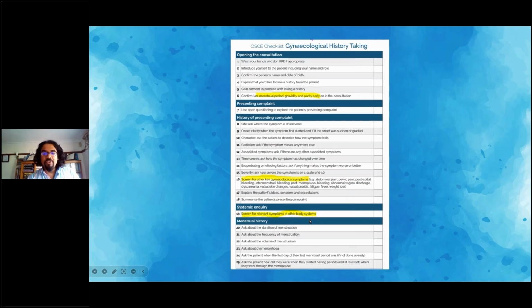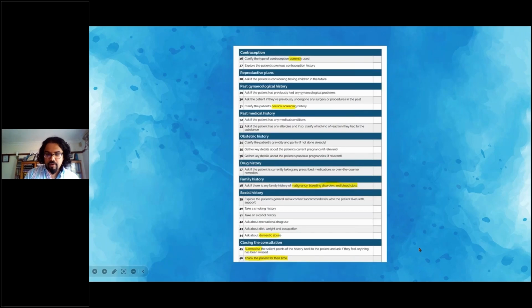Next, screening for relevant symptoms and other body symptoms. That's quite important as well. Here's a menstrual history, of course, for you to take. And again, the order of this is less important. It's more important that you get all of these things done. So contraception, reproductive plans, I thought that was a good one, particularly in a case where a couple is struggling to get pregnant, for example, or there's something else of concern that the patient might have. Again, past gynae history is quite relevant. The cervical screening, that you confirm that, it's very, very important, as you can imagine.